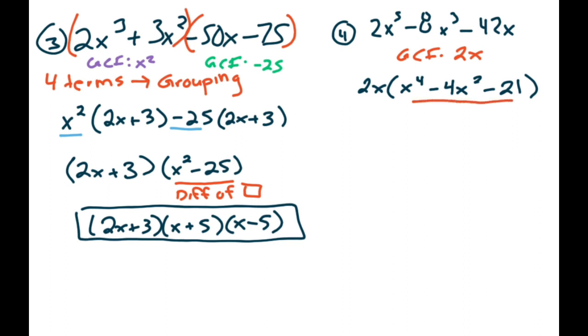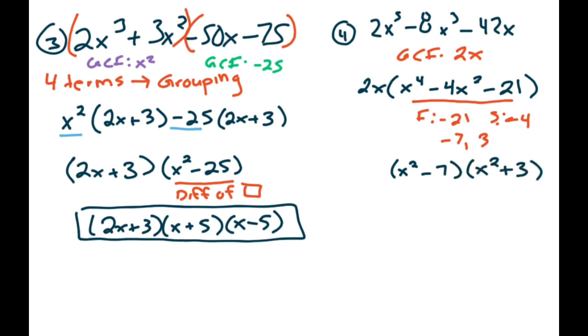And then this inside is set up like a factor sum. So I'm looking for factors of negative 21 that have a sum of negative 4. So it should be negative 7 and positive 3. Since this is an x to the 4th, it splits into an x squared minus 7 and an x squared plus 3. Check to see neither of these are perfect squares, so we'll stop here.